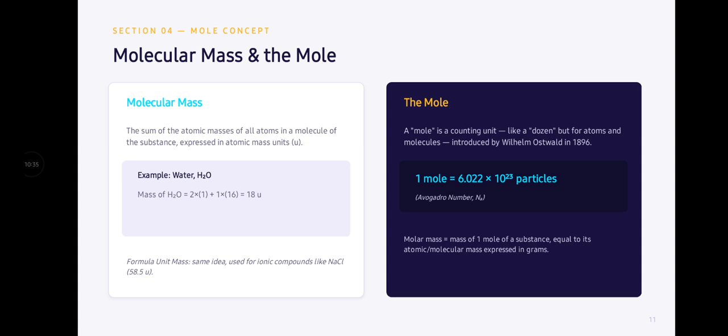So the mole is a counting unit like a dozen, but for atoms and molecules. Introduced by Ostwald in 1896. 1 mole, that is the Avogadro number, has 6.022 into 10 raised to 23 particles. Molar mass is the mass of 1 mole of a substance, equal to its atomic or molecular mass expressed in grams.